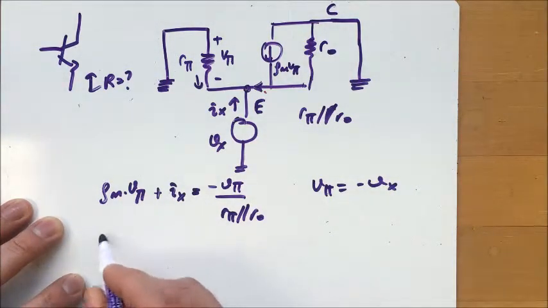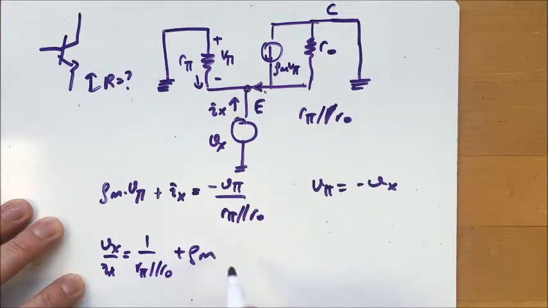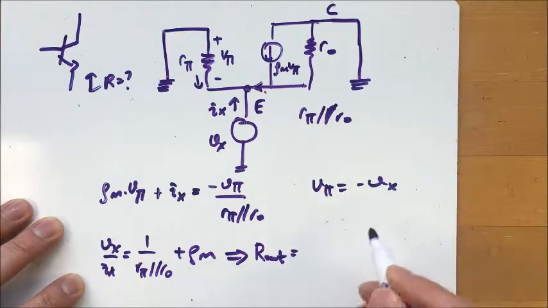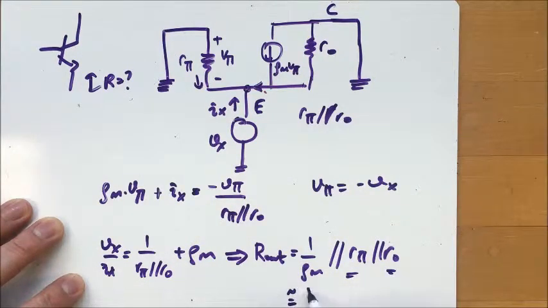So from here, if you write Vx over Ix, it turns out to be 1 over R pi in parallel with RO plus GM. Or your output resistance here can also be written 1 over GM in parallel with R pi in parallel with RO. We talked about 1 over GM being much smaller than R pi and RO, so this resistance is going to be approximated as 1 over GM.